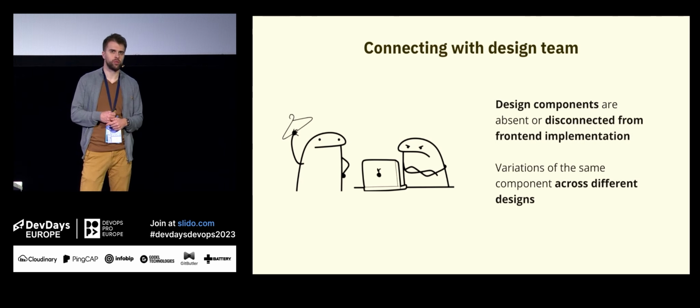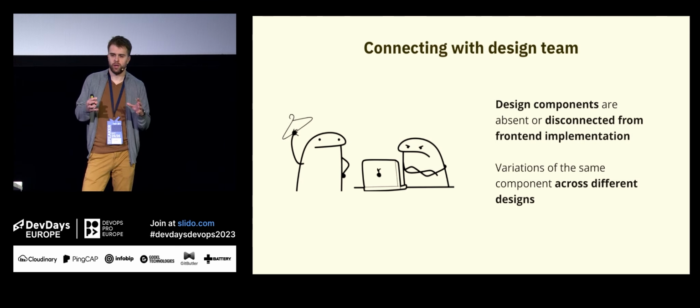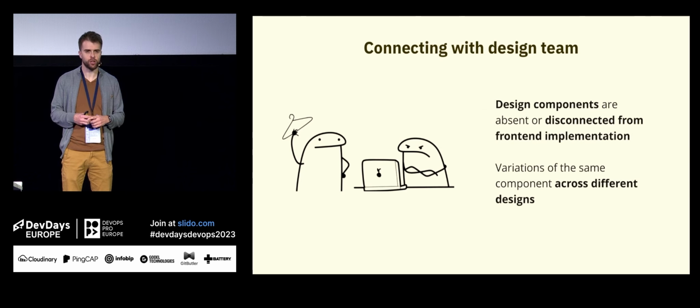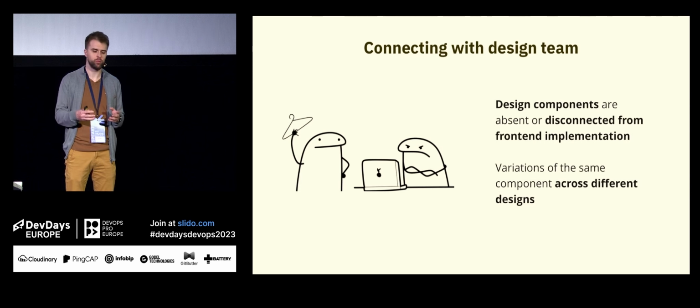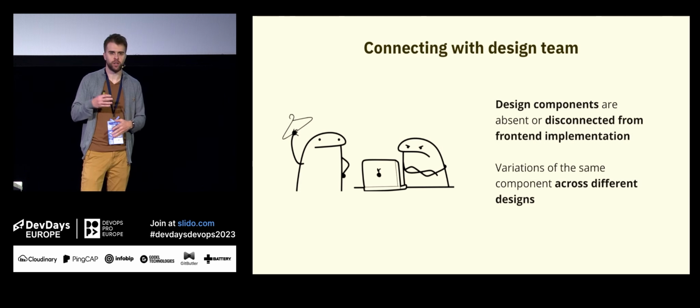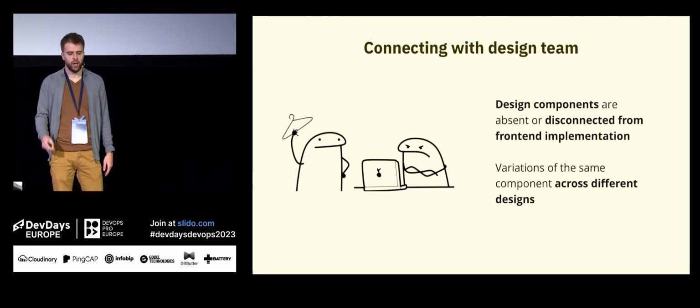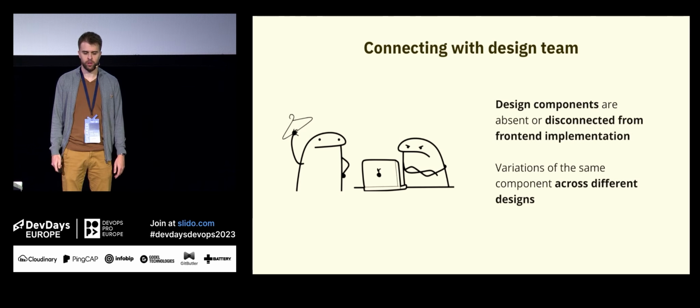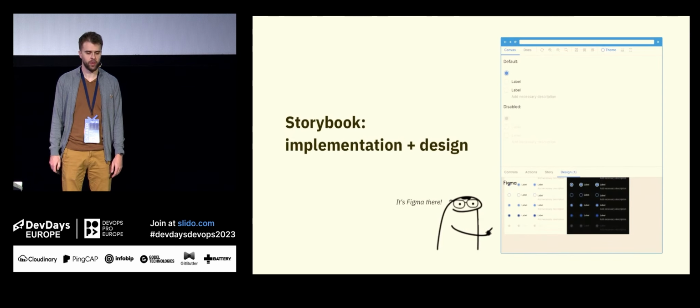If you don't use Storybook, if you don't have coherent documentation for your components, what sometimes happens is that the design implementation could be different from the front-end implementation. Or maybe for design it would be even different components, but for front-end it would be one component. So it's even hard to know if you are talking about the same thing when you're communicating with the designer. You can also have variation of the same component across different designs.